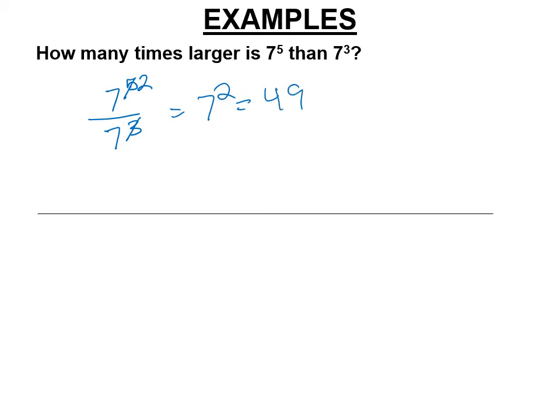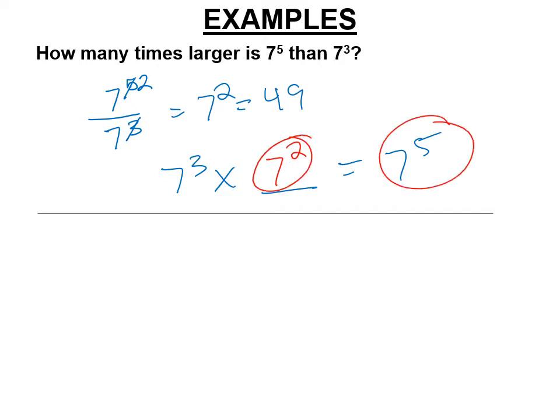So let's understand this. 7 cubed times what equals 7 to the 5th? Well, what has to go in there? 7 squared, right? So this one, the answer is 49, or 7 squared, bigger than 7 cubed.